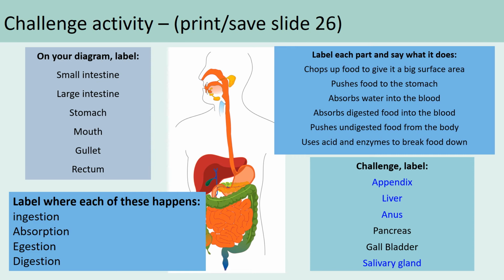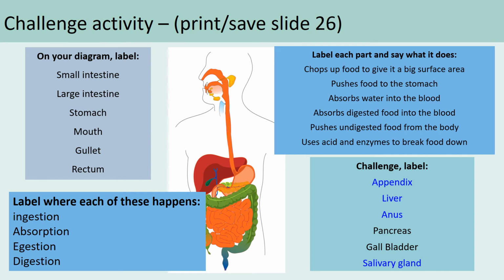Okay, so we start from the labelling where. Ingestion, that's going to be happening in the mouth. Absorption, that's going to be happening in the small intestine and the large intestine. Egestion, so that's getting rid of it, that is in the rectum. And digestion is pretty much everything. Hopefully you got the labels in. I did go over where you'll find each of those.